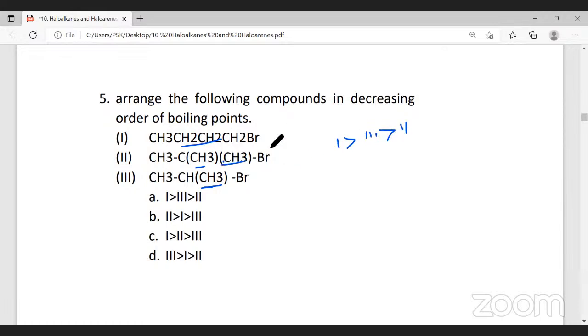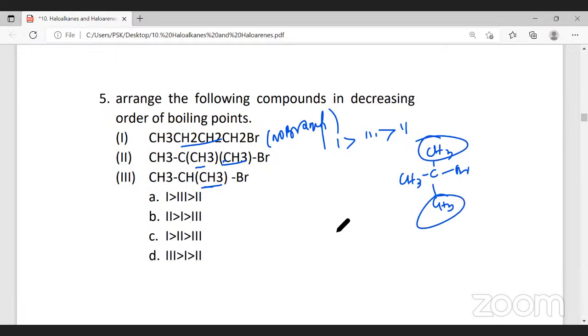Why? Because in the first case, there is no branch. In the second case, you have CH3, C, CH3, CH3, and Br, with 2 branches, which are side chains. But in the third, you have only 1 branch, CH3 and Br. So branching is less here. Therefore, the boiling point will be greater than this. The answer is option A. Did you follow this question, what I was talking about?